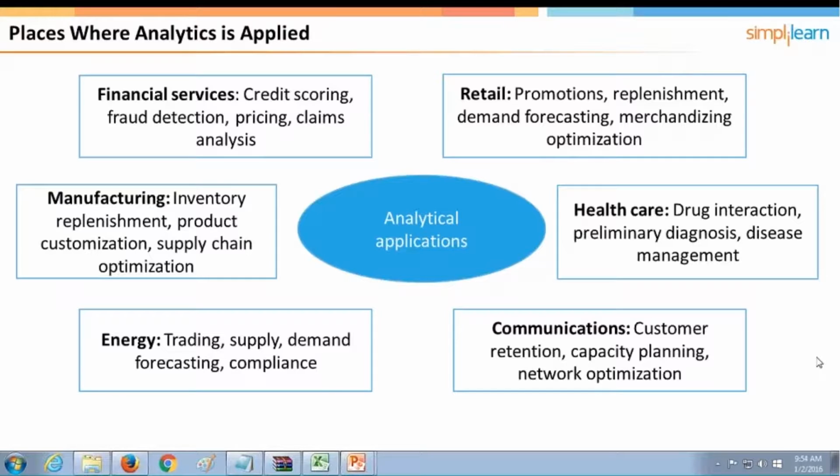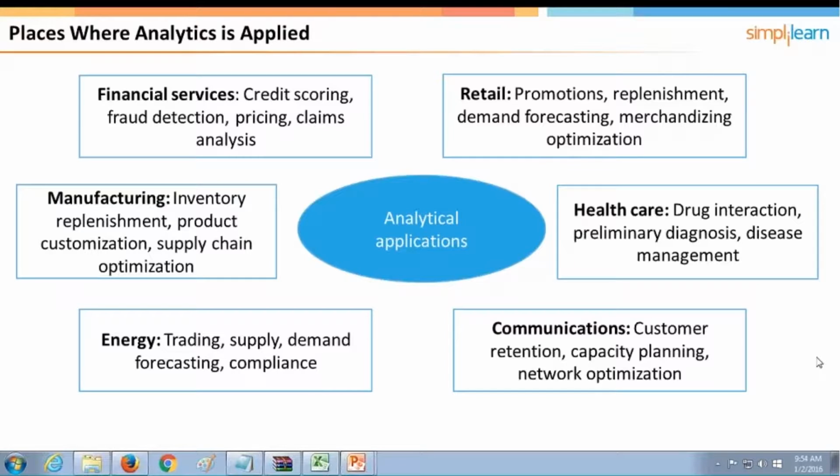Coming to the communication sector, the first thing is customer retention. Customer retention is a problem which you can find in all sectors, like retail, financial, manufacturing or energy. In healthcare, people would not look at retaining customers because they want their patients to be cured. But apart from that, you can see how to retain the customer.